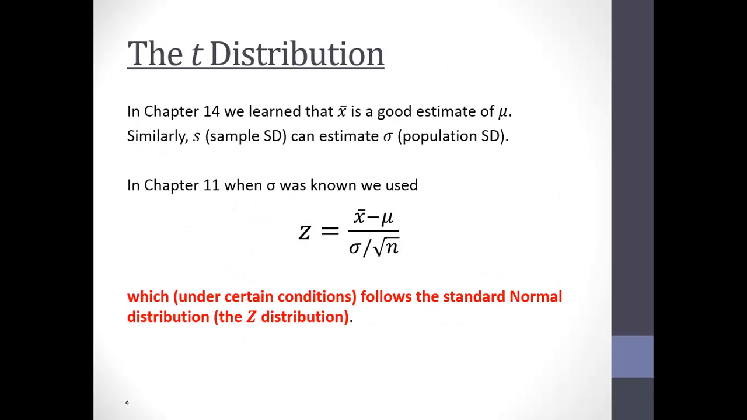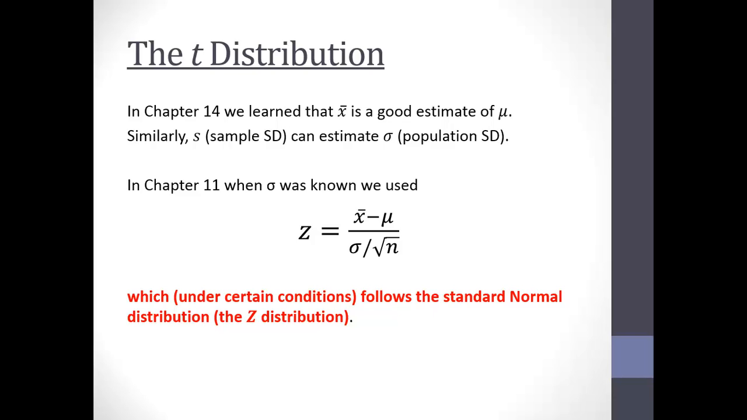So jumping into your notes here, this is a little bit down that first page. In chapter 14, what we decided upon was that x bar, the sample mean, is a good estimate of the population mean mu. That was our motivating example for how we started our confidence interval.